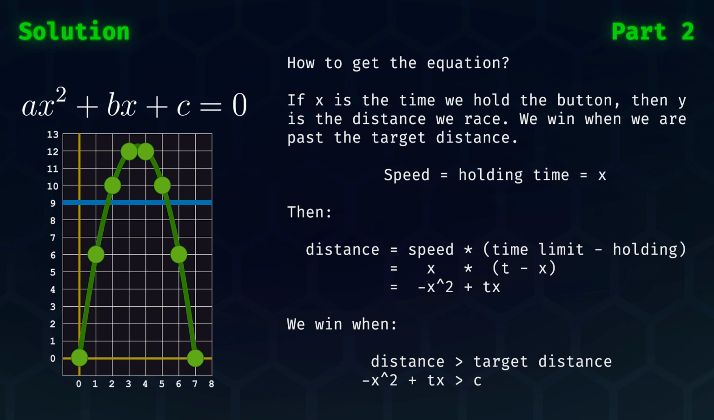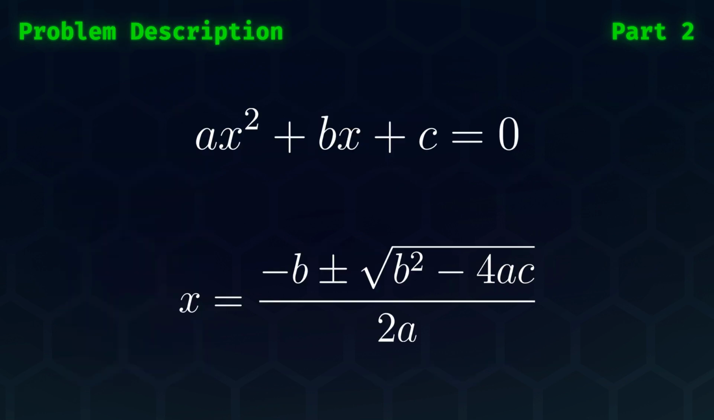Well, suppose that x is the time that we hold the button and y is the distance we race. Then the distance can be expressed as the speed times the remaining time, also calculated by the time limit minus the holding time. If we replace them with simpler variables, then we can see that this is x times (t minus x), which itself simplifies to minus x squared plus t times x. And this is already quadratic. Now we win when our distance is larger than the target distance, so we can compare the equation to c. Now back to finding the roots.